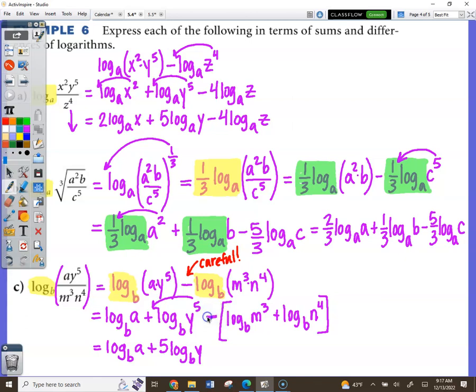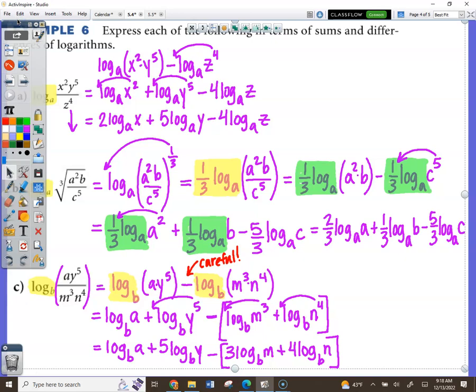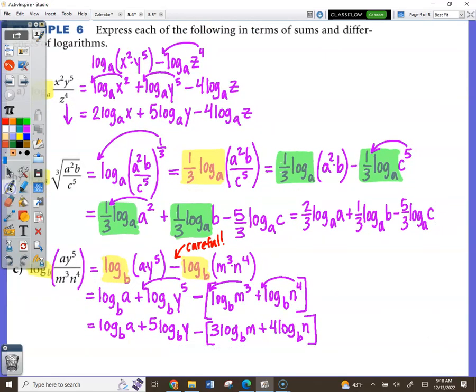This has to distribute to these, right? You also have powers that have to do what? These powers have to go to the front. I'm going to do the powers first, and then I'm going to distribute last. So I'm just going to leave this as minus, and then the bracket. This would be 3 log base B of M plus 4 log base B of N. The only thing left to do is distribute that negative one to those two.